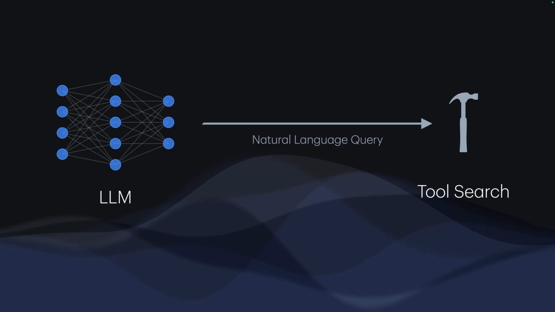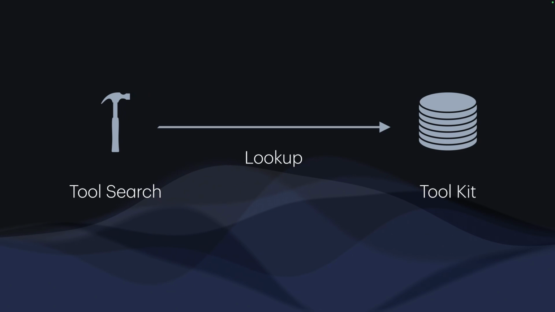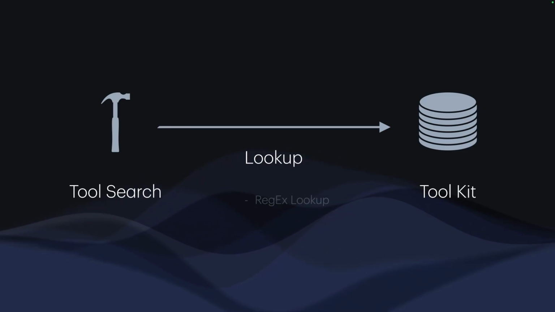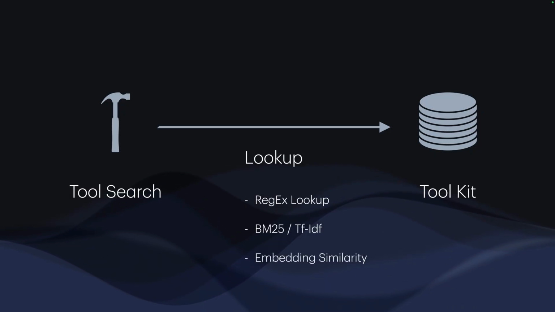Now, this tool search tool internally does a lookup into your toolkit. You can think of this toolkit as a large list of tools that has already been indexed. Now, the lookup can happen in one of three ways. The first one is string-based lookup, that is regular expression search. The second one is a sparse vector-based lookup, which is either BM25 or TF-IDF. And the third is embedding similarity, which is a dense vector lookup.